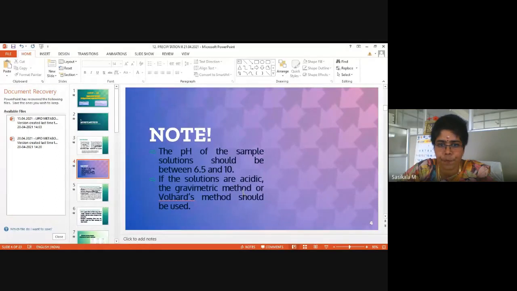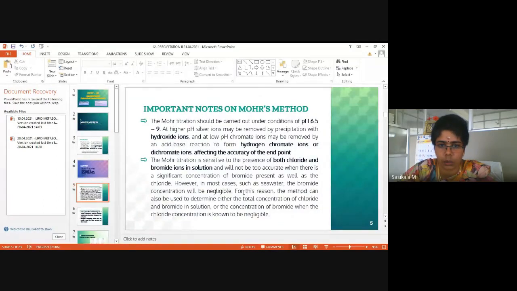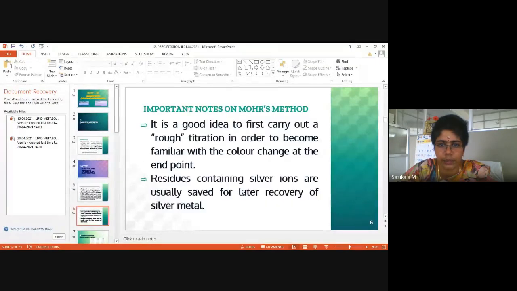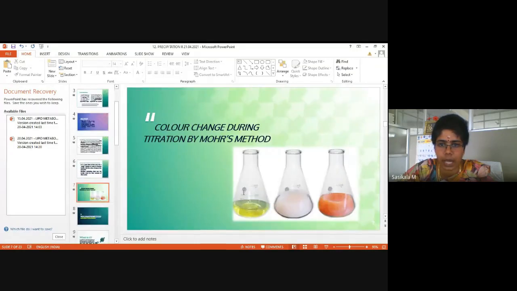pH maintenance. Then what is the advantage of Morse method in detecting chloride? Then how we have to observe the color change, and what is the advantage of the precipitate we get from Morse method. All this we have discussed, and the color change during the titration. While preparing the solution, how it was with your sample solution, and how it was after adding potassium chromate.